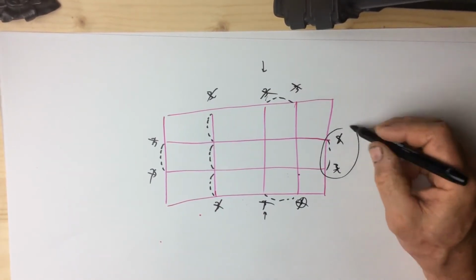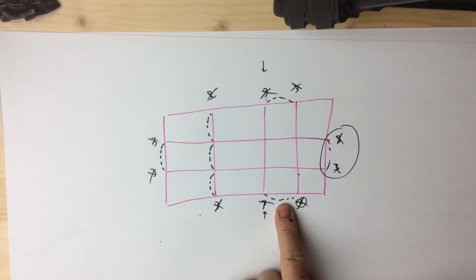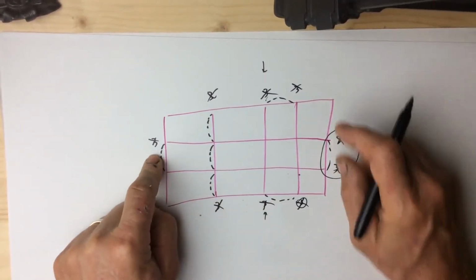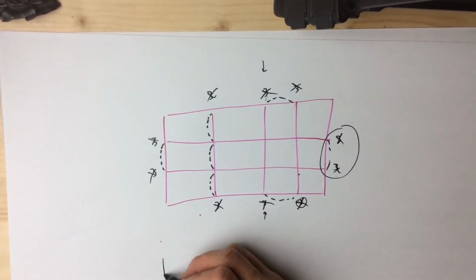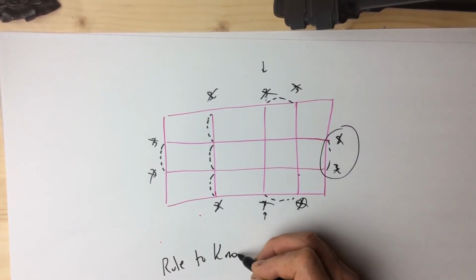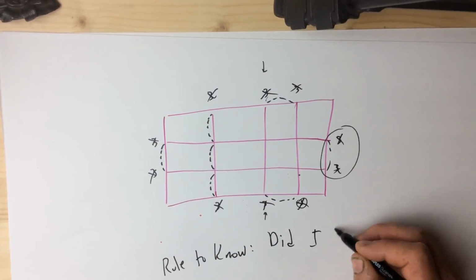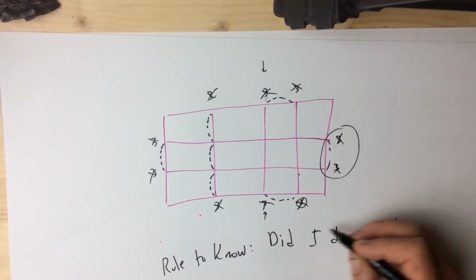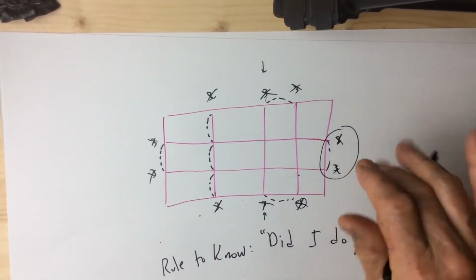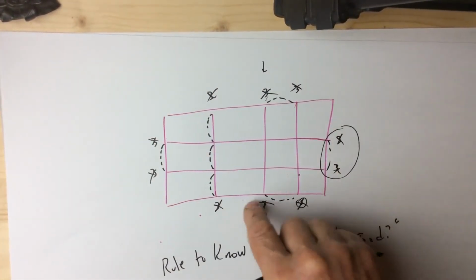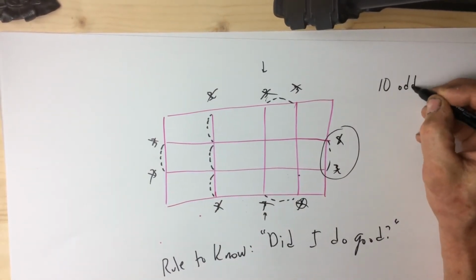I want you to notice that one duplicate edge took care of two bad guys. One took care of two bad guys. One took care of two bad guys. One took care of two bad guys, but it took three. Here is a general rule, and this is a rule to know, did I do good? Sounds weird, right? Did I do good? Do I do well? Well, there's an answer if yes, you did perfect, but no other question can be answered. And it's answered in the following way. You look at your original graph, and you say, I had 1, 2, 3, 4, 5, 6, 7, 8, 9, 10 odd vertices.